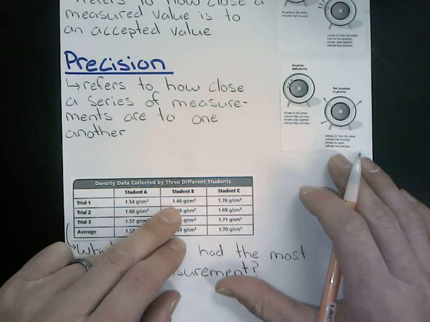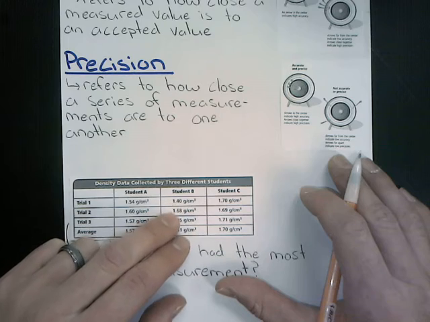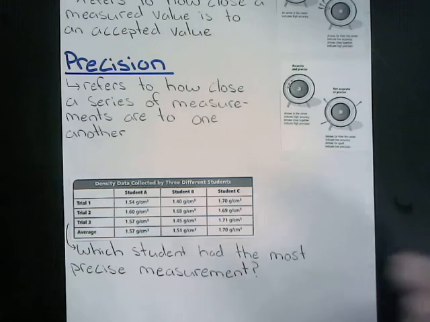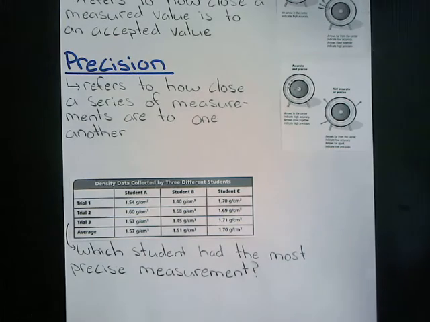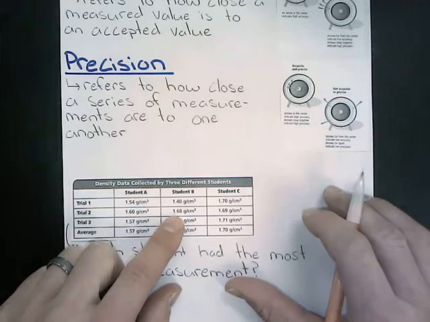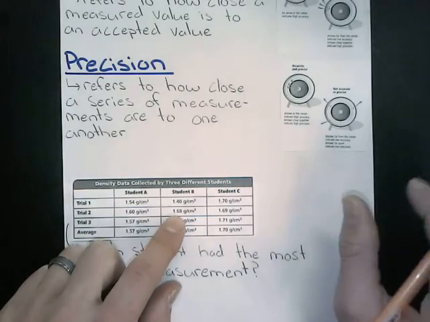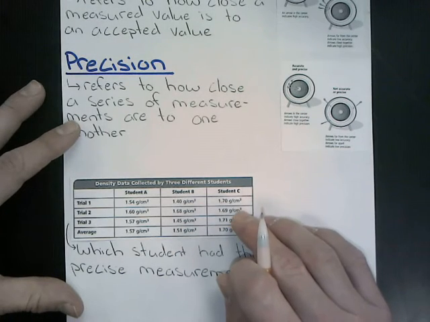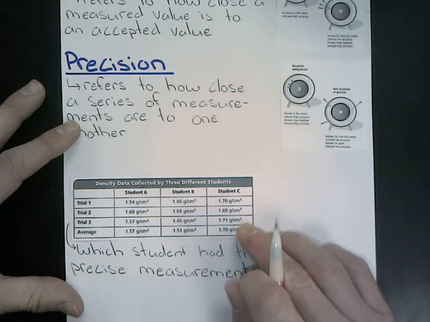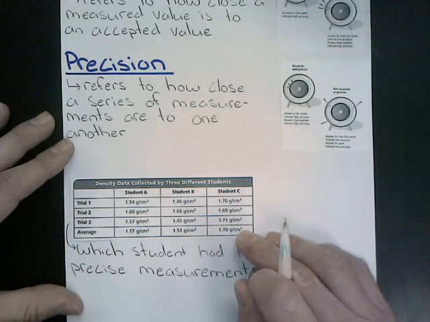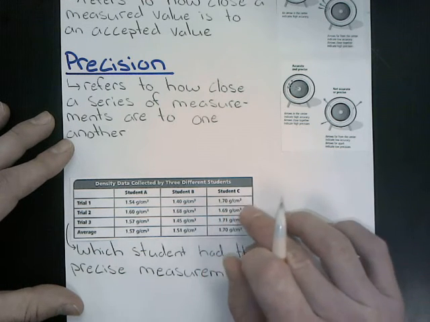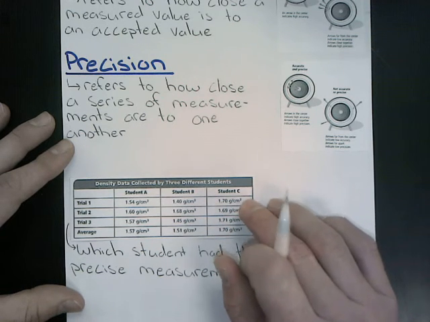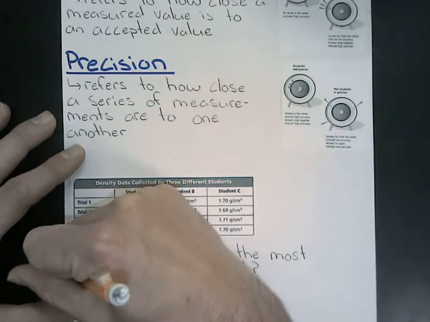Now student B here was kind of all over the place. They had values of 1.4, 1.68, and 1.45. So again, a couple of those were way off compared to others. That 1.68 is a way outlier, which means this student was not very precise. Then we look at student C, who had values of 1.70, 1.69, and 1.71. This is very, very close together, and because of that, student C is the most precise.